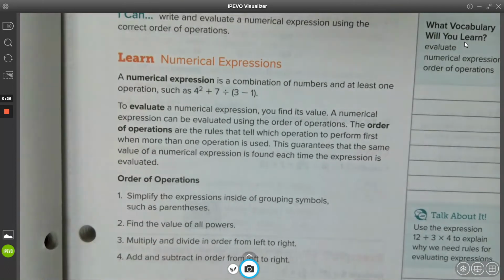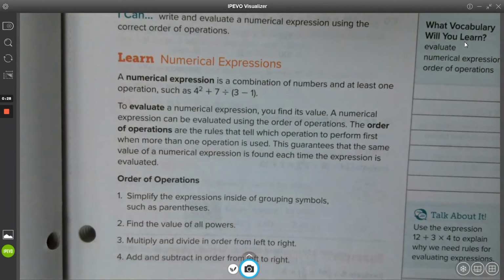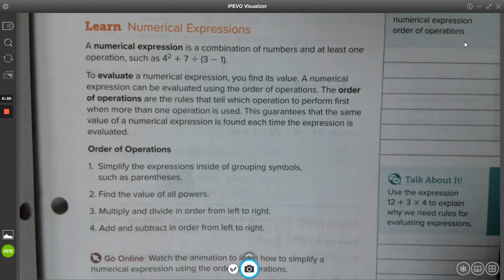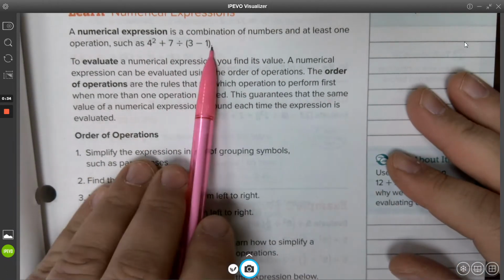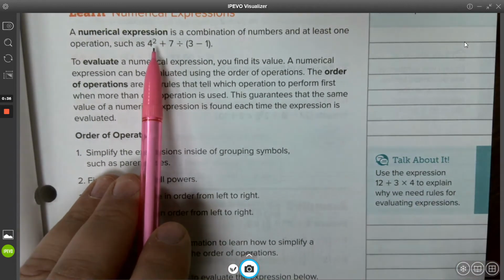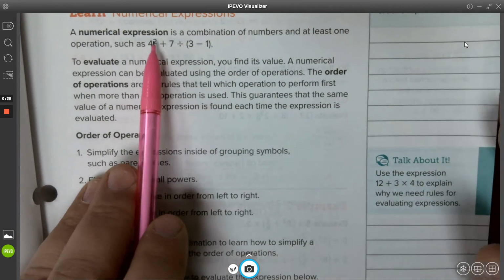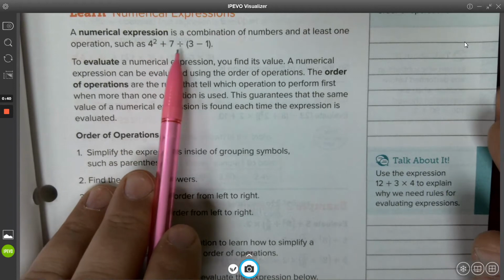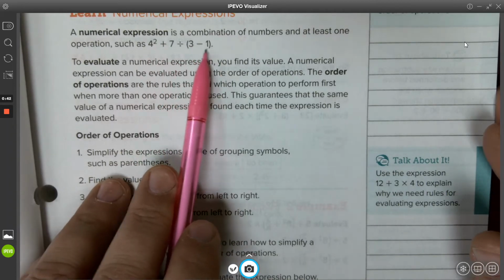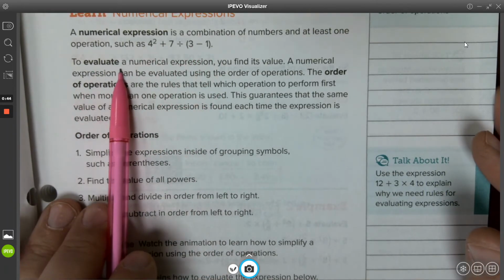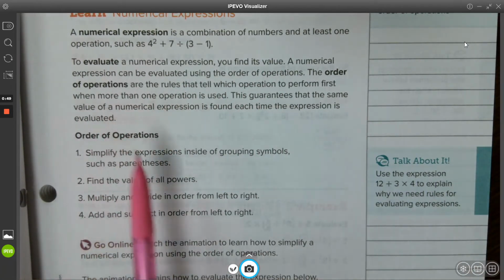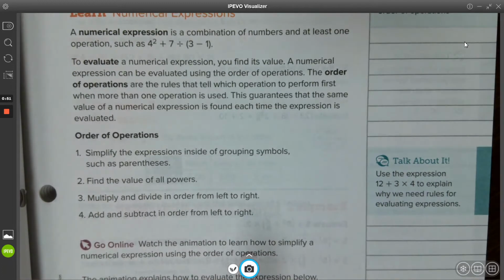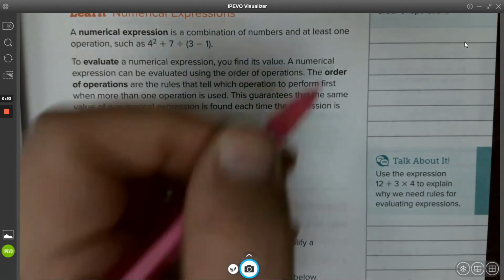So a numerical expression is a combination of numbers and at least one operation. This would be an example of a numerical expression, a kind of complicated one, but we see 4 squared plus 7 divided by 3 minus 1. To evaluate a numerical expression, you find its value. A numerical expression can be evaluated using the order of operations.